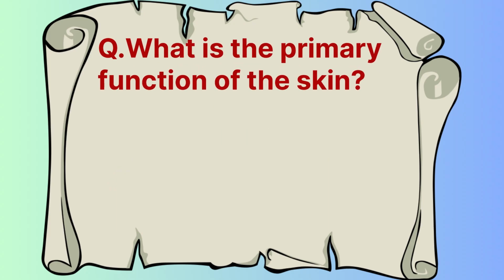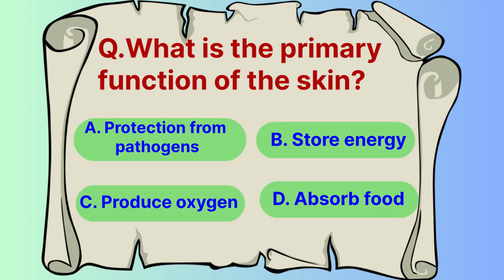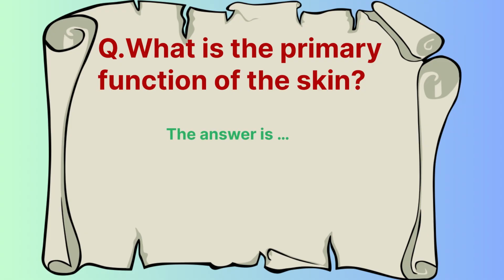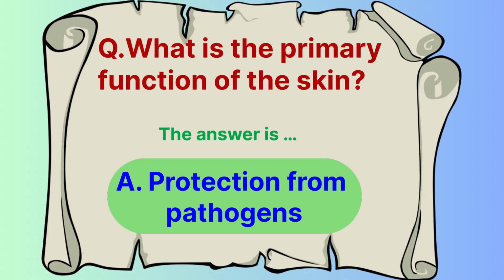Next question, what is the primary function of the skin? So the options are protection from pathogens, store energy, produce oxygen, absorb food. So the correct answer is option A protection from pathogens.